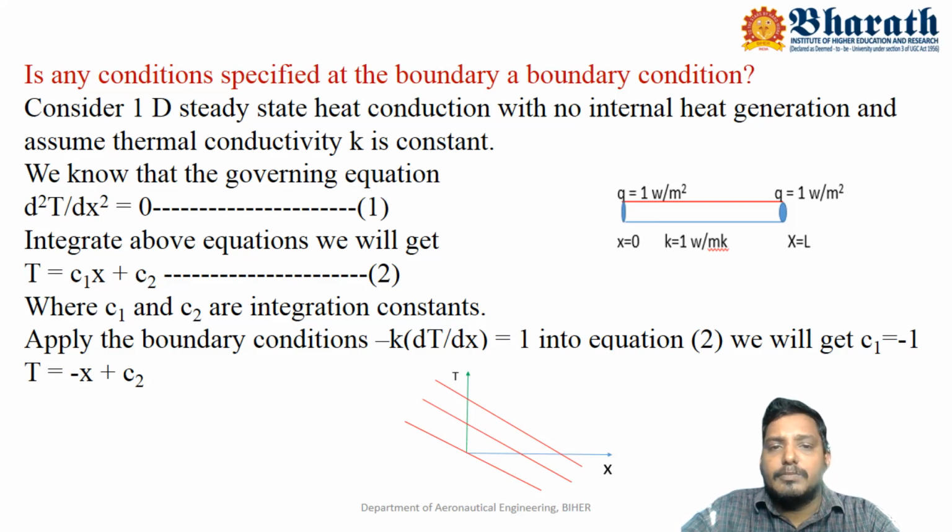Suppose no such condition is specified, that is, there is no boundary condition here. If we want to find out the temperature distribution of the rod, at least at one end we have to specify the essential boundary condition. Essential boundary condition: at any one end we have to specify the temperature.